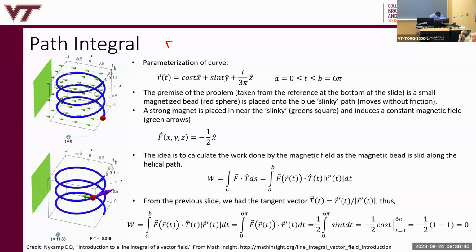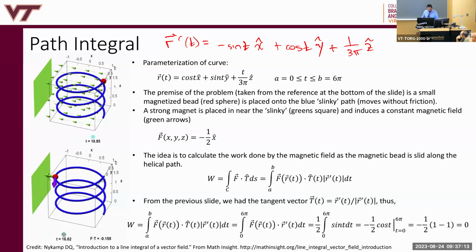So r prime of t is equal to, we have to differentiate this vector r of t with respect to t. You do it component by component. The vector derivative, the derivative operator, is distributive into these components, right? We differentiate each component. So the derivative of cosine is negative sine of t in the x hat direction. The derivative of sine is cosine in the y hat direction, and the derivative of t over 3 pi is 1 over 3 pi in the z direction, right? Now, we're going to take the dot product of, okay, so we can calculate the magnitude of this.